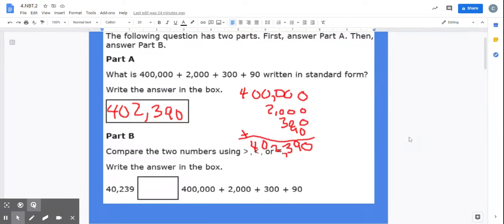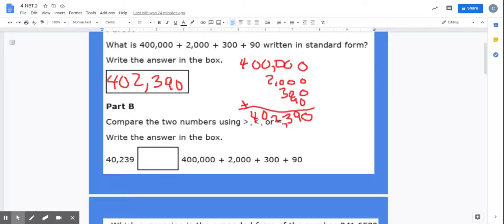Now looking at part B, it says compare the two numbers using greater than, less than, or equal. Now the way to remember the difference between greater and less is when you take the less sign, it looks like an L for less. Greater than is the opposite.